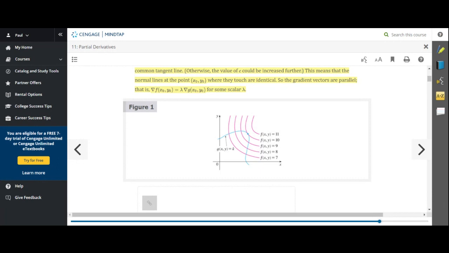Okay, that's what I'm looking for. Good, thank you. So the largest value of the function such that the constraint is satisfied is equal to 10. Is anybody uncomfortable with that? You have to let me know.